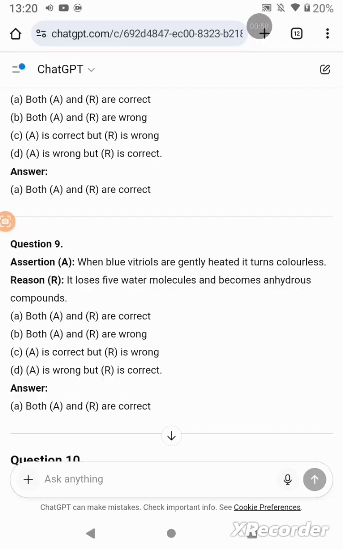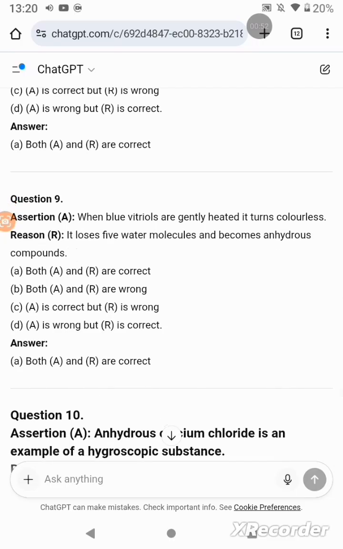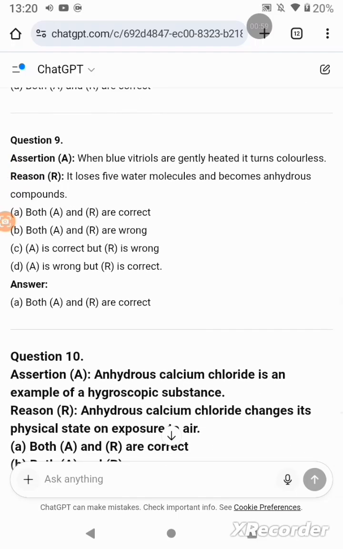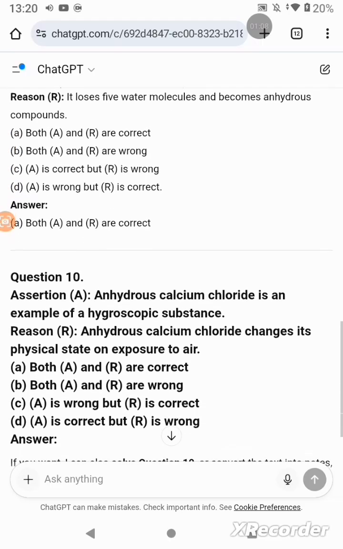Question 9. Assertion A: When blue vitriol is gently heated, it turns colorless. Reason R: It loses 5 water molecules and becomes an anhydrous compound. A. Both A and R are correct. B. Both A and R are wrong. D. A is wrong, but R is correct. Answer: A. Both A and R are correct.